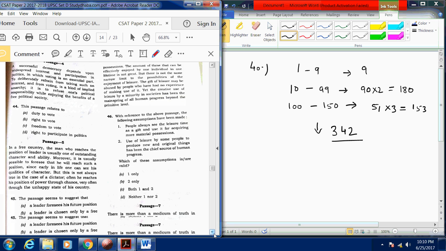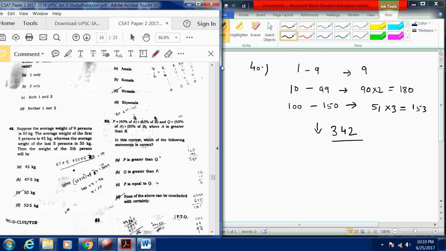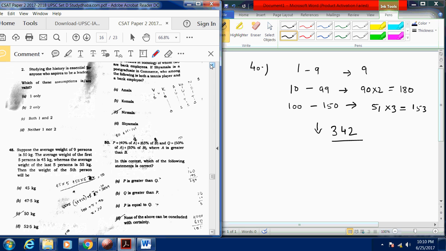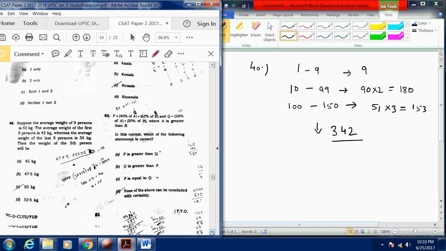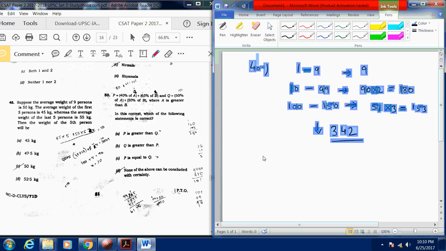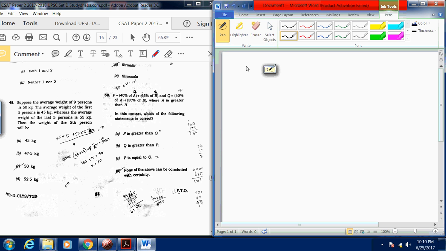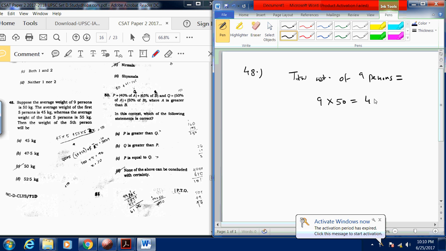Now we skip the passage, move on to the next question. So it is question number 48. So suppose the average weight of 9 persons is 50 kg, the average weight of the first 5 persons is 45 kg, the average weight of the last 5 persons is 55 kg. What is the weight of the 5th person? So average weight of 9 persons is 50 kg. So total weight of 9 persons will be simply 9 into 50, that is 450 kg.